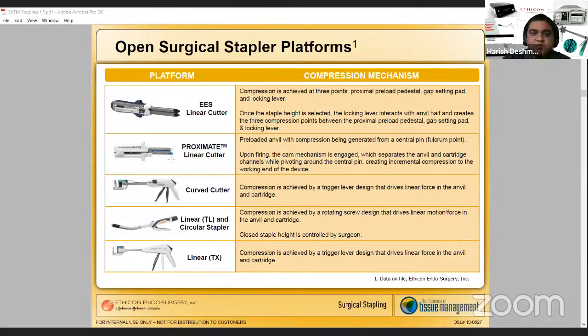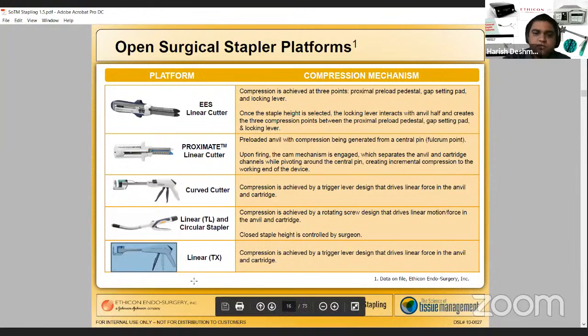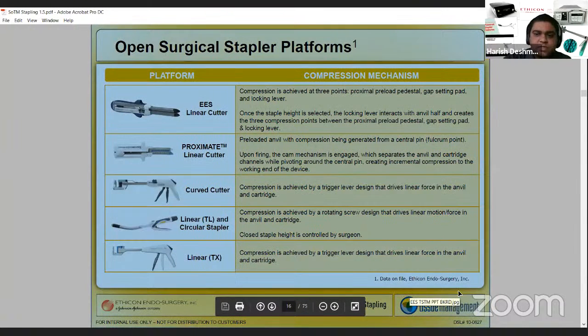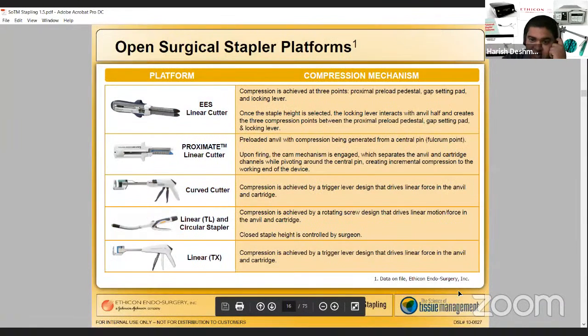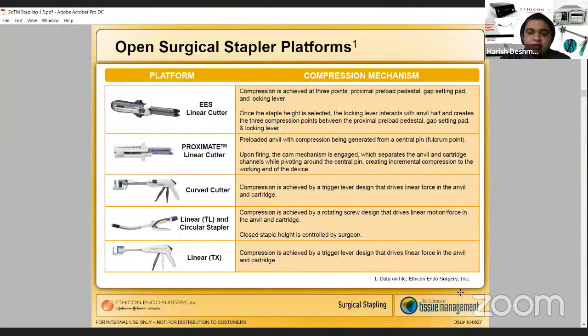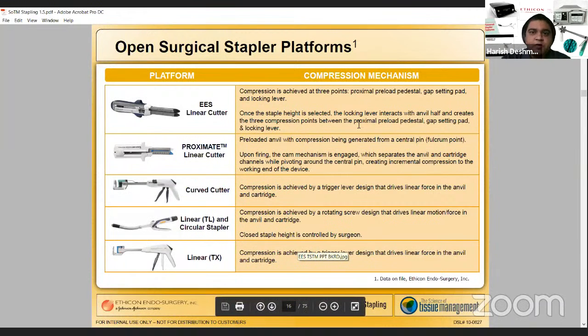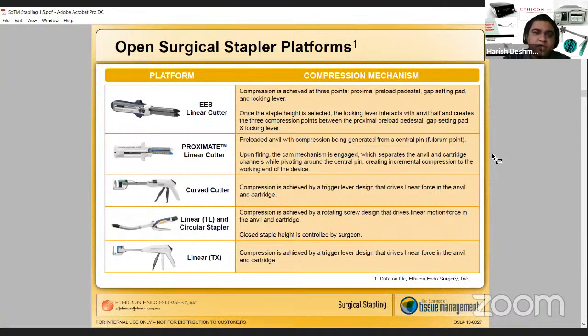All these staplers give a minimum of 2 rows of staples on either side of the cut line. In case of linear staplers, it is only the staple line. Linear stapler is this one. In between, if anybody has any doubt or wants more clarity, please feel free to ask. You can put it in the chat box as well, so that we can take up that question, or if any concern is there, we can pick it up. I hope I'm not going too fast.